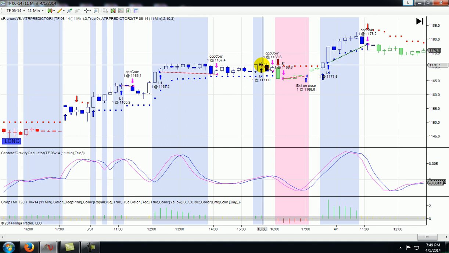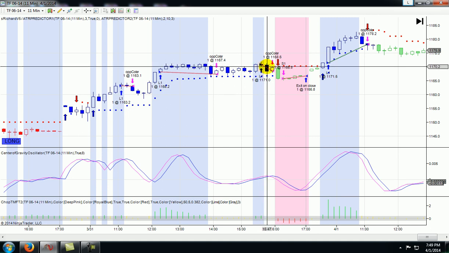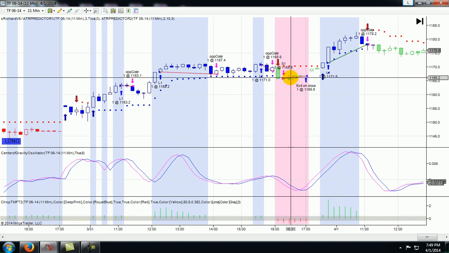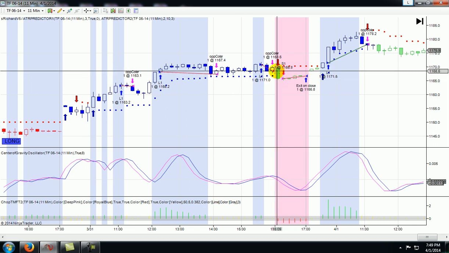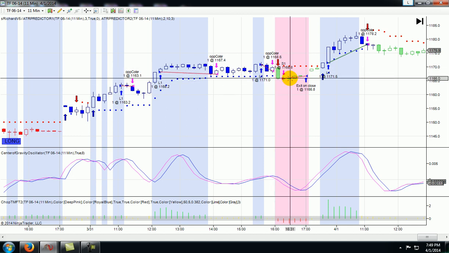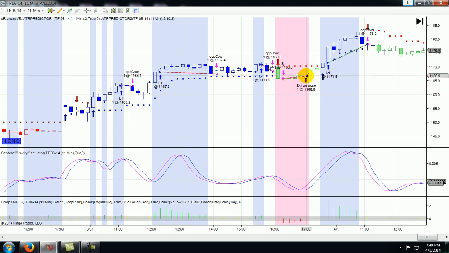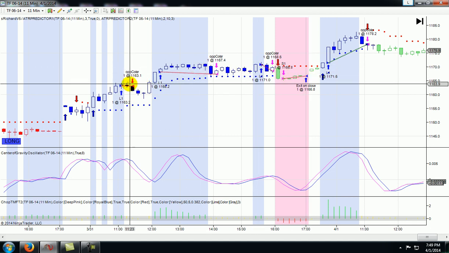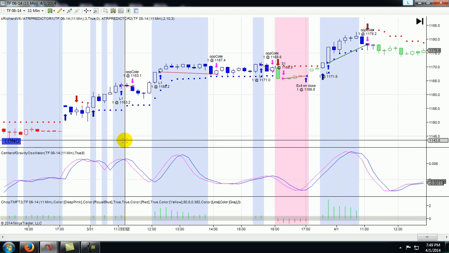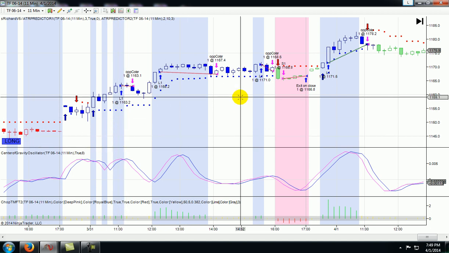Had another losing trade here, and then it looks like this was about here, was actually the end of the day. I had another losing trade. So there was 1, 2, 3, 4 trades, 4 losing trades on Monday.